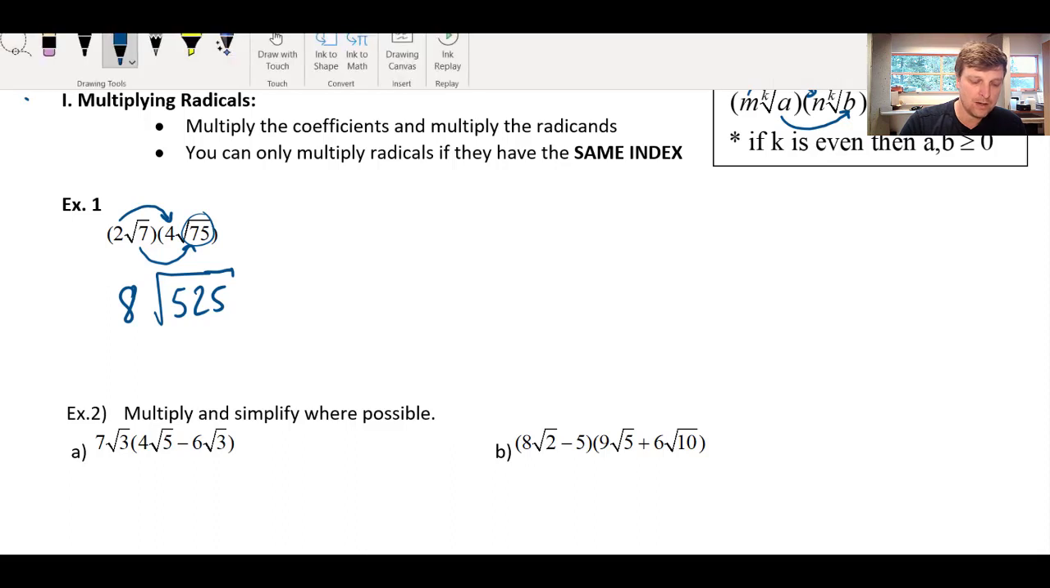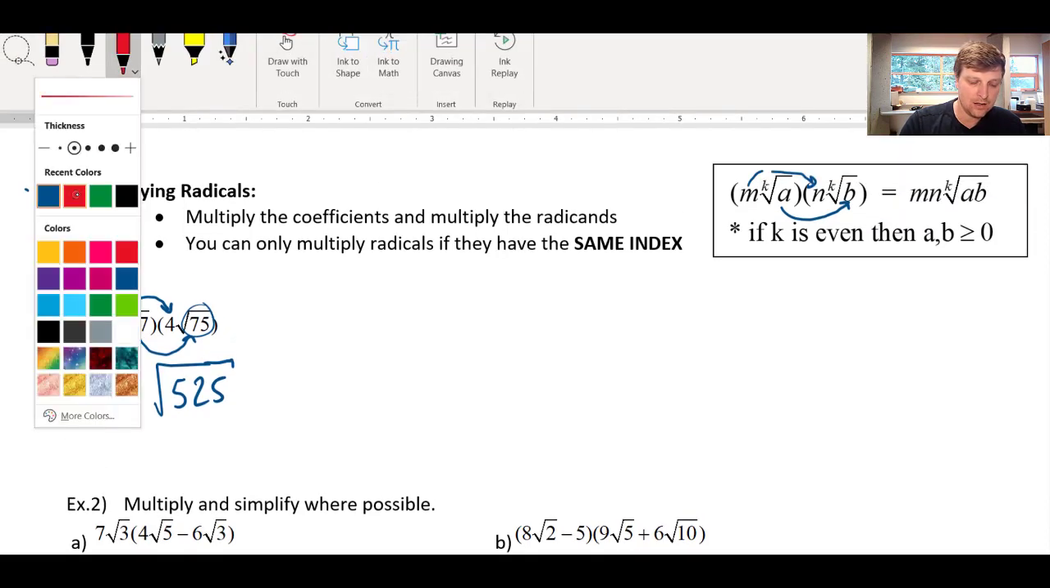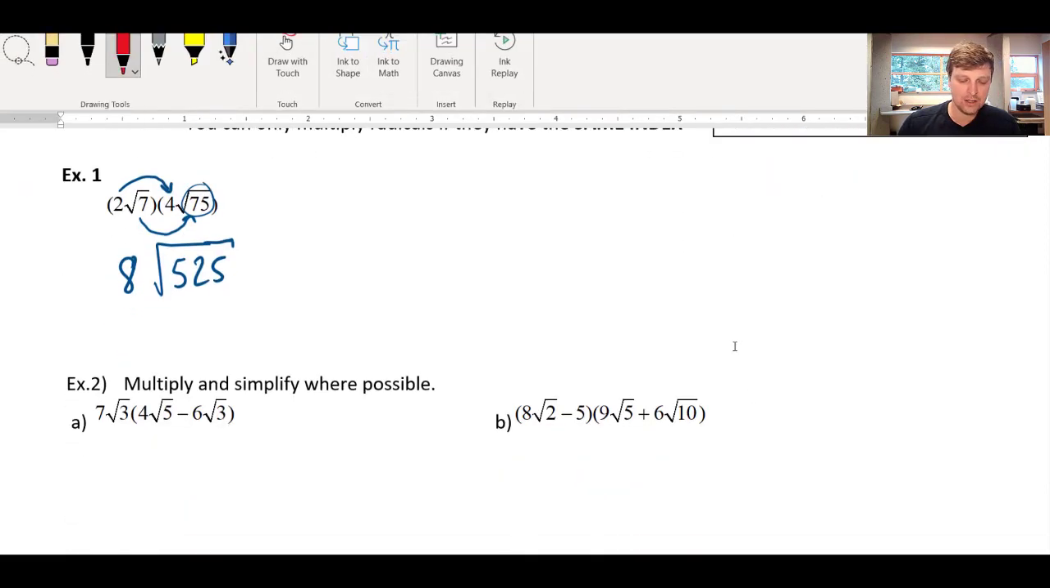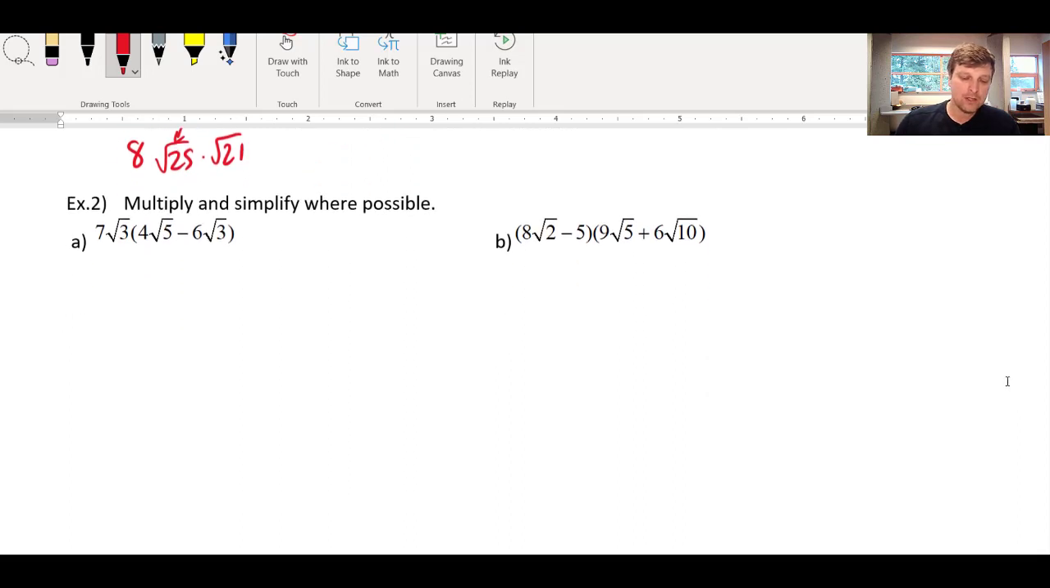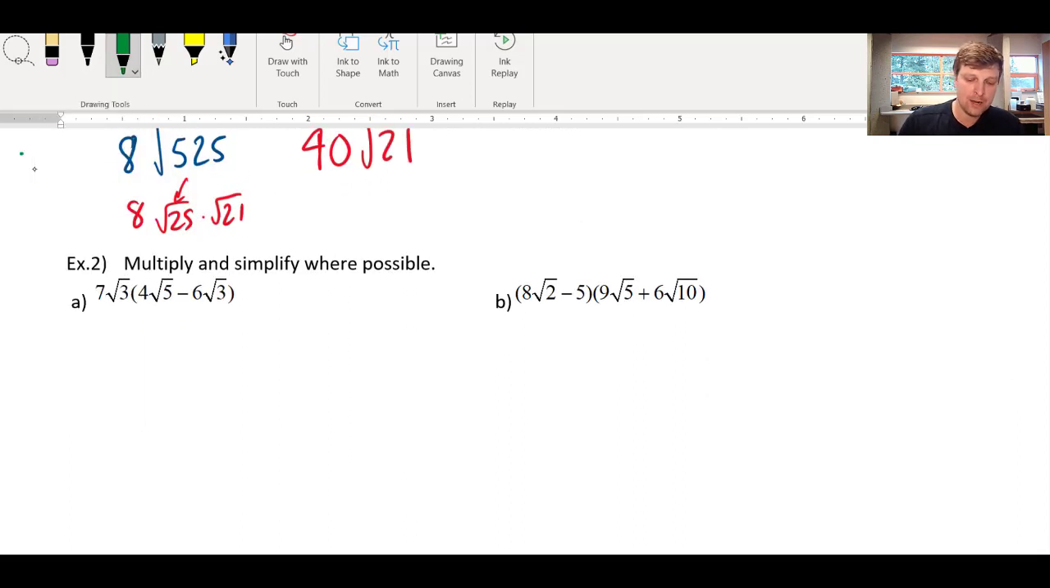But regardless, now that I'm here, I'm going to take a look at 525, and I can see that I can actually split that up into the square root of 25 times the square root of 21. And so the square root of 25 is 5, and 8 times 5 is 40, so this just becomes 40 times the square root of 21. So as I say, just go ahead and multiply coefficients, multiply radicands, but at the end, make sure you simplify if at all possible.